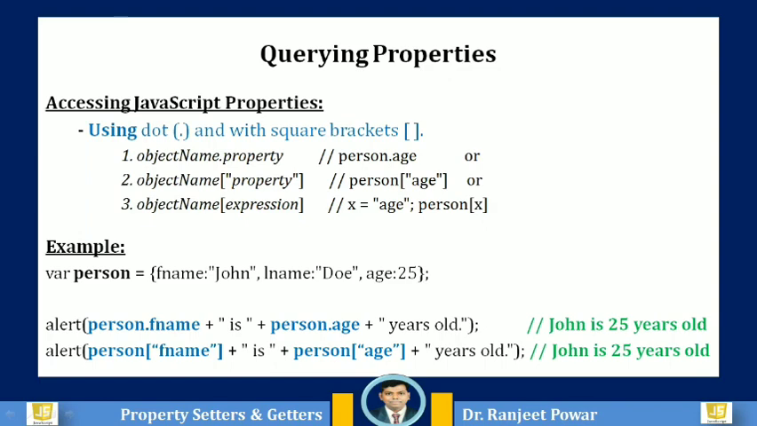Here the expression is written as x is equal to a string property name as age semicolon then person in square bracket x. Thus we can access the age of the person using this expression. In the example, the person object is defined with fname, lname and age properties. We can access person's first name with person.fname or person in bracket fname as a string.